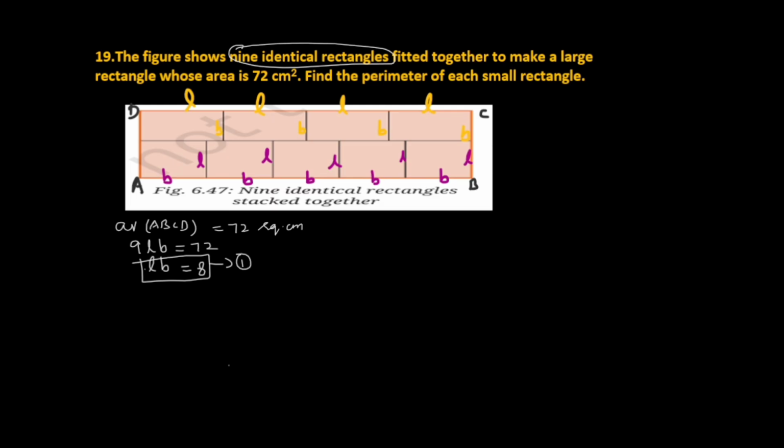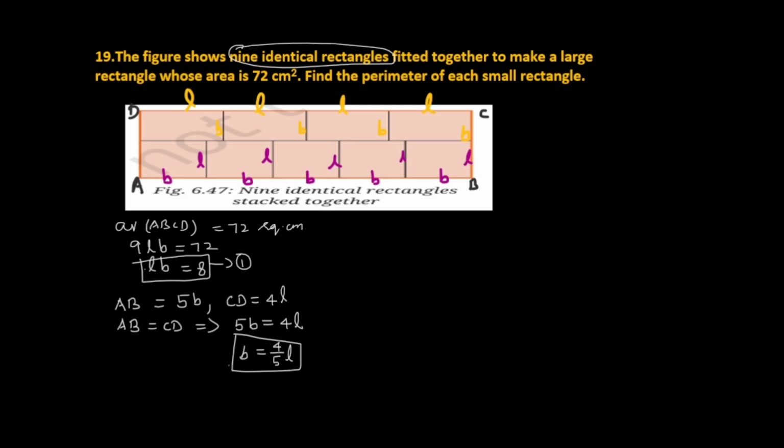Now when we look at the diagram, the length AB is equal to 5 times B, and CD is equal to 4 times L. We know that opposite sides of a rectangle are equal. So AB is equal to CD, which means 5B is equal to 4L. So we get B is equal to 4 by 5 L. This is our second relation.